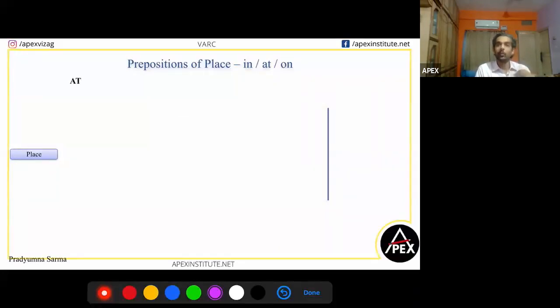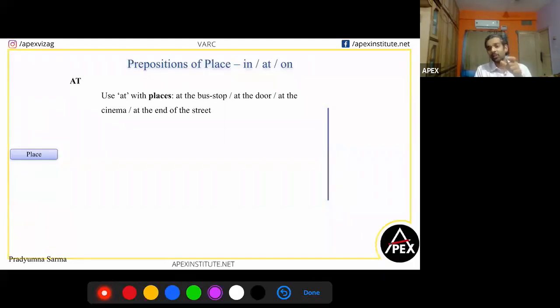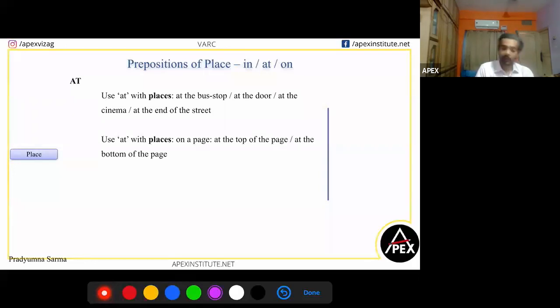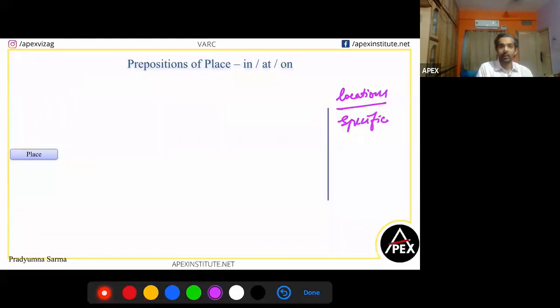Now, where do we use at? Obviously, again, we use at also with places. What type of places? Locations. So, at the bus stop, at the cinema. Or we use specific locations. So, at is used for locations which are usually specific.